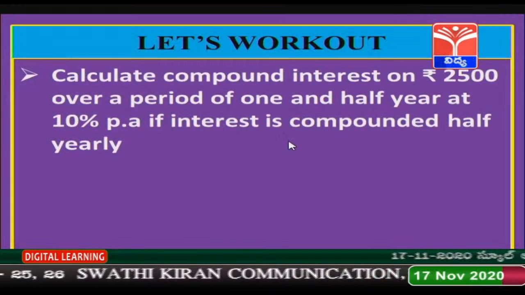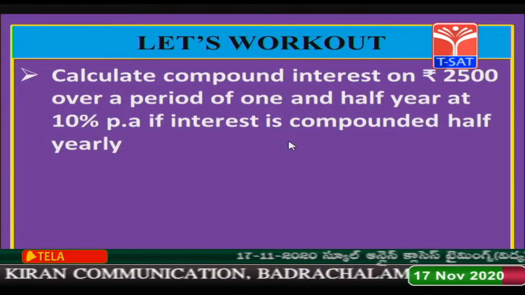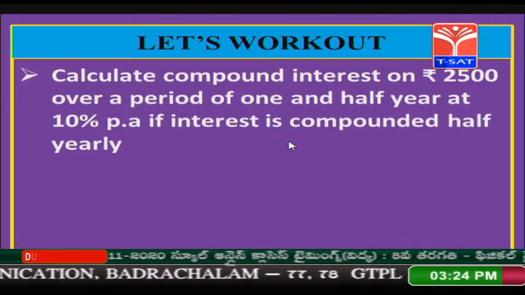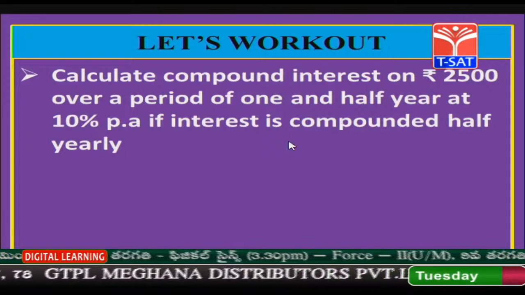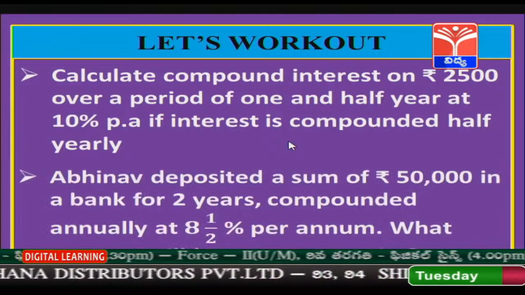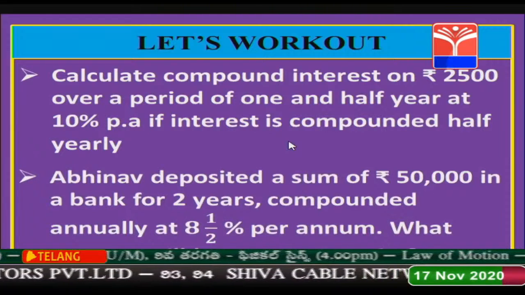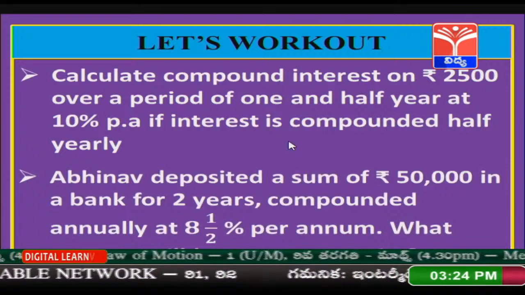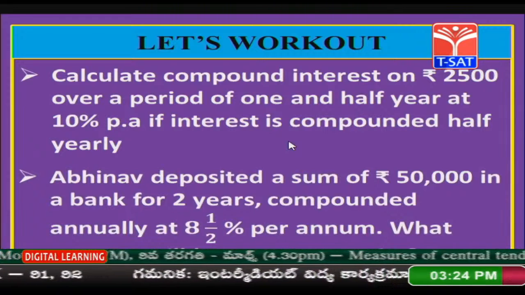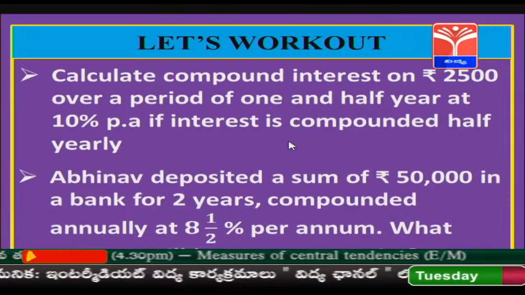Calculate compound interest on 2,500 over a period of 1.5 years at 10% per annum if interest is compounded half yearly. Abhinav deposited a sum of 50,000 in a bank for 2 years, compounded annually at 8.5% per annum. What amount will he get on maturity?